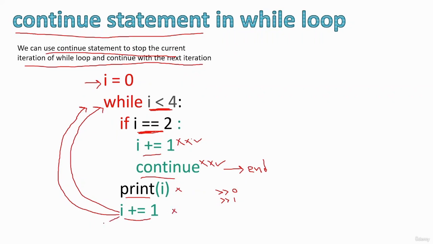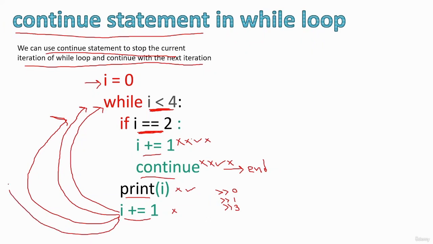Again it will go to the beginning. Now i is equal to 3, so the condition is still true. i is equal to 3, so this condition is false this time. So these two codes will not be executed this time. It will print i is equal to 3 this time. It will add 1 to the i. Now i will be equal to 4.